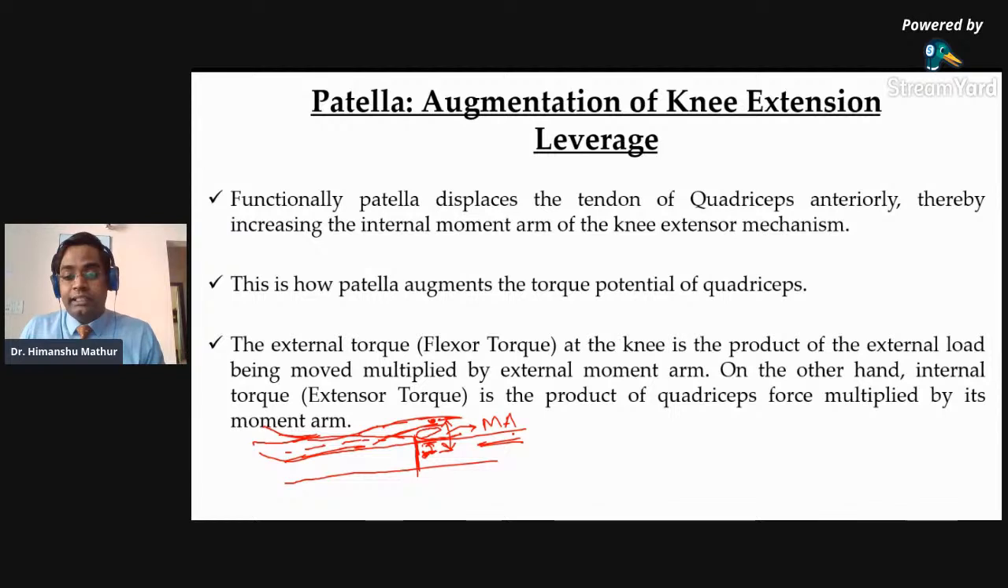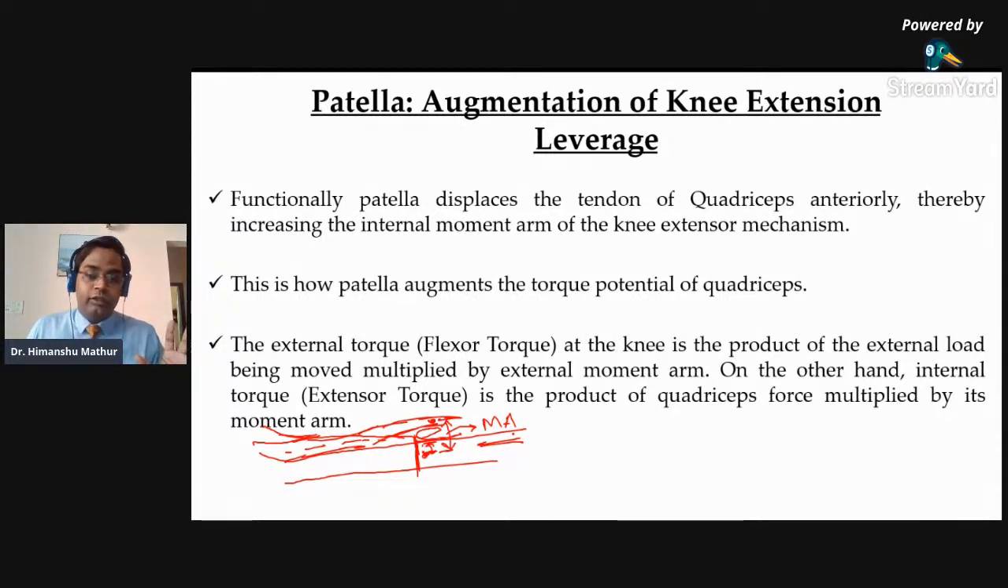So the patella is eventually deflecting your quadriceps muscle such that it generates some amount of leverage, or some amount of moment, so that an extensive torque for the extension could be generated by the quadriceps. That is why it is written: functionally, the patella displaces the tendon of the quadriceps anteriorly, thereby increasing the internal moment arm. The muscle attaches onto the base of the patella. We know that. This is how the patella augments the torque potential of the quadriceps.